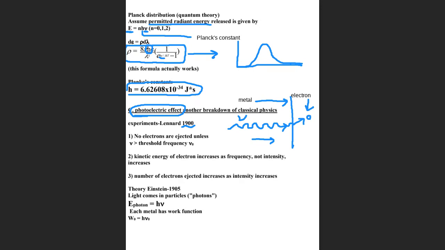The first thing observed is that no electrons come off unless the frequency of the radiation, which I've drawn in the picture, is greater than some threshold frequency nu naught. It's important to understand that nu naught, the threshold frequency, is a property of the metal. In other words, there's a different threshold frequency for each metal, and the frequency of the radiation that you aim at the metal has to be greater than the threshold frequency for electrons to come off.